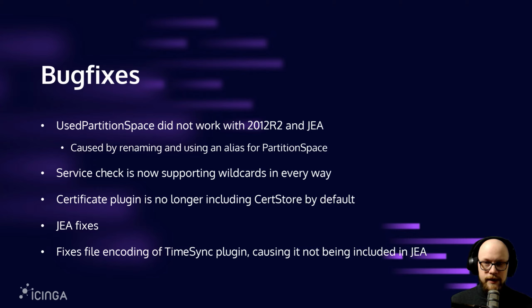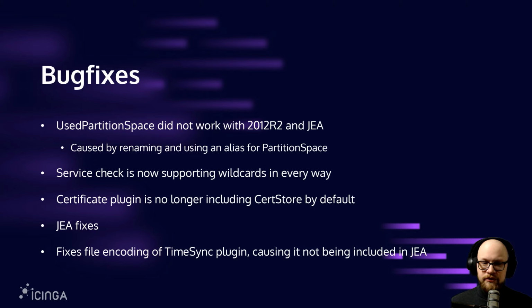In addition, the service check plugin did not fully support wildcards because it was causing an issue with the startup type and the current service state sometimes. And that's now fixed. So basically you can now fully use the wildcard handling, and this will work as well. In addition, the certificate plugin is not including the cert store by default now. So if you want to monitor the cert store with check certificate, you can select the cert store, of course. By default, it's set to none.